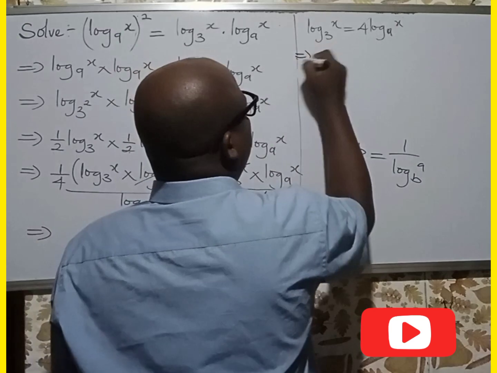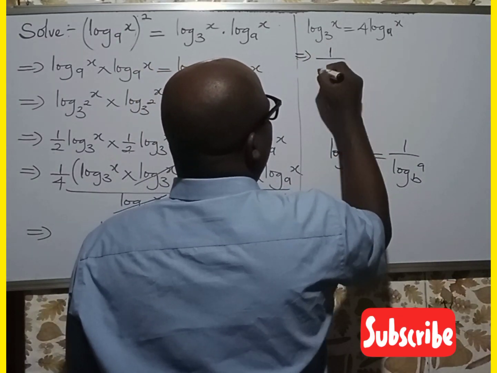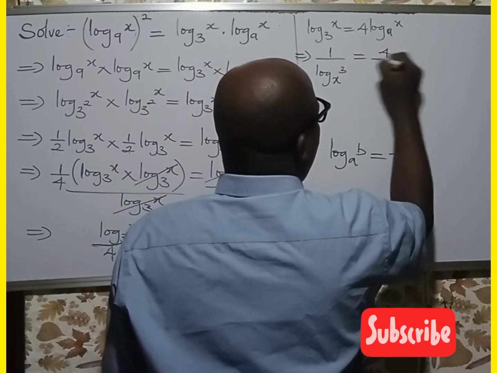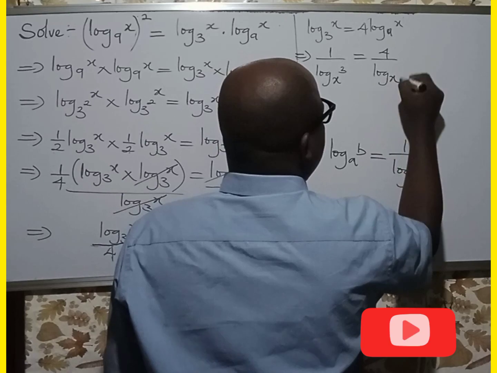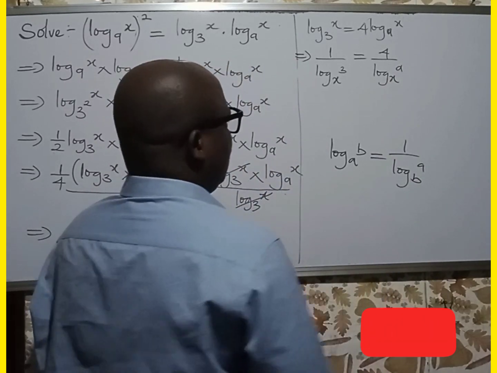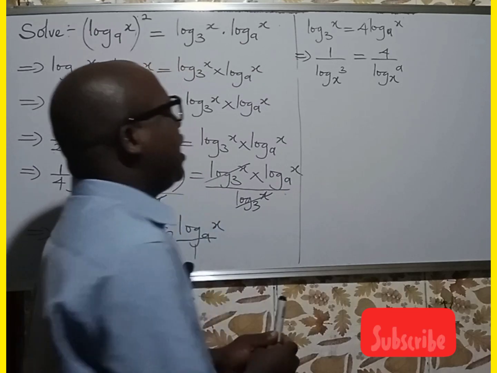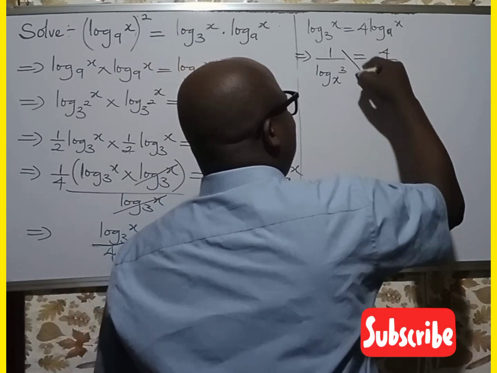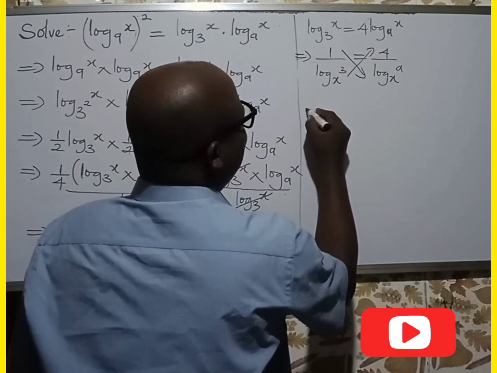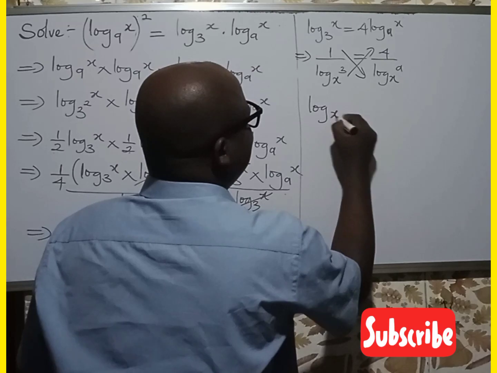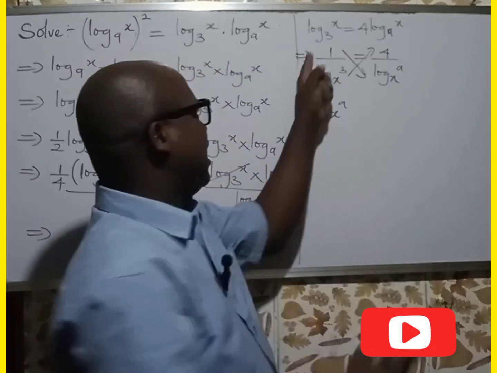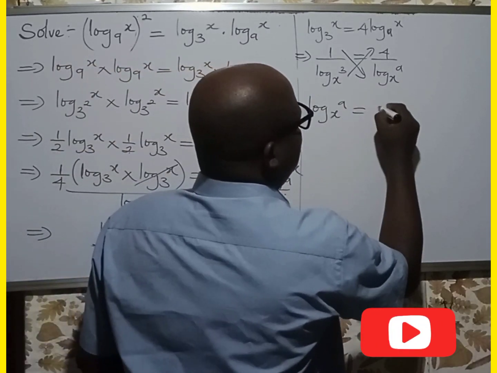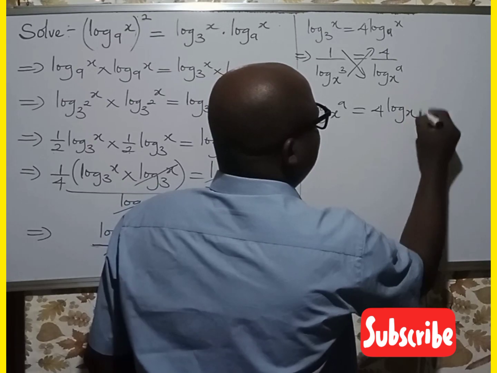If we do that, we are going to have 1 all over log_x 3 is equal to 4 all over log_x a. So we have successfully changed the base to x. From there, we can now cross multiply. If I cross multiply, I am going to have log_x a multiplying this one that is here. Then I will have this 4 multiplying the log_x 3. That means I will have here 4 log_x 3.